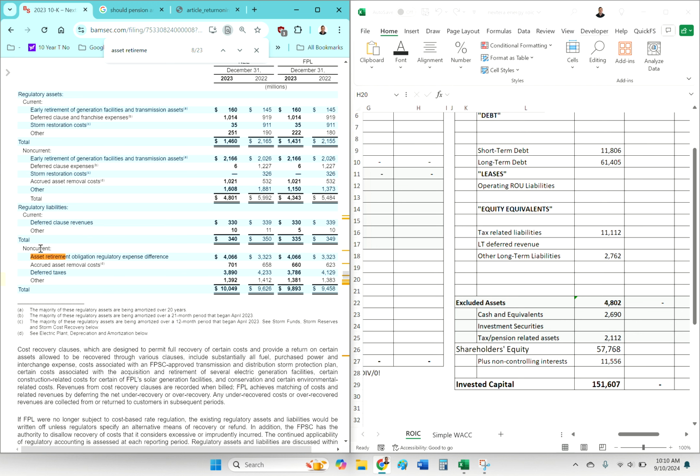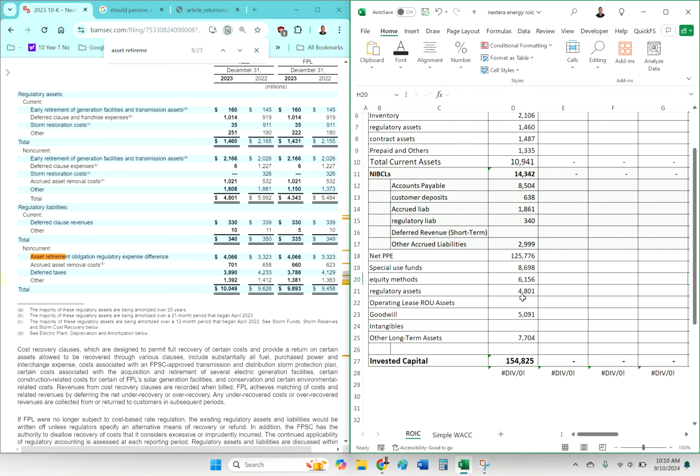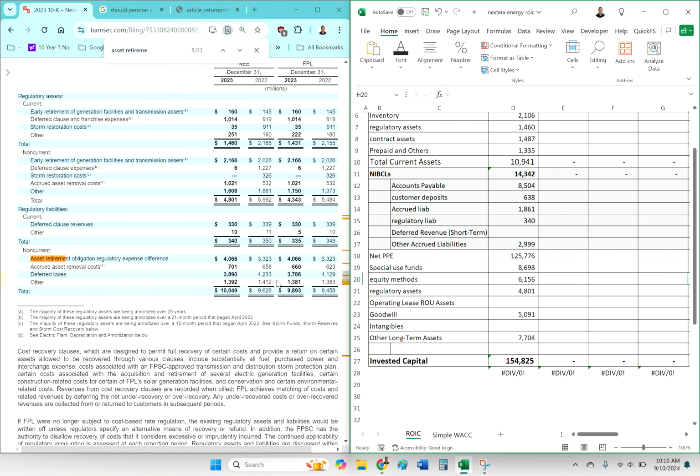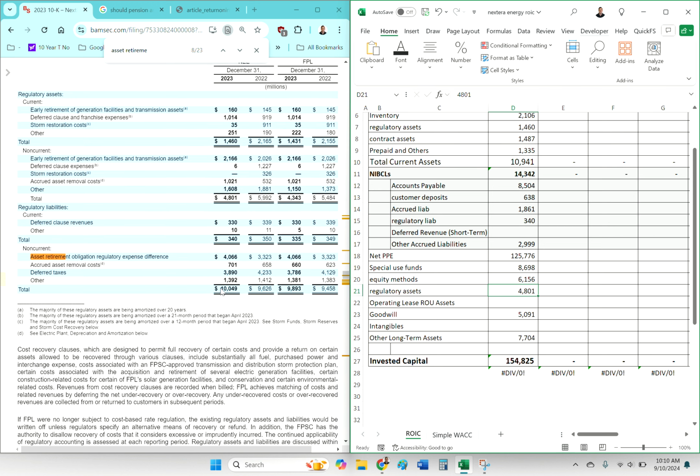I believe this is either consolidated as part of your other long-term assets or part of regulatory assets, probably the regulatory one, and then they're netting out liabilities. But you can see there's a little deferred taxes line item. And remember, we do not want tax-related assets in our operating assets. So we're going to subtract that out.